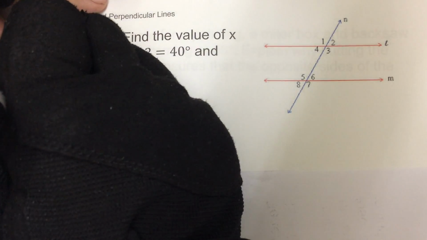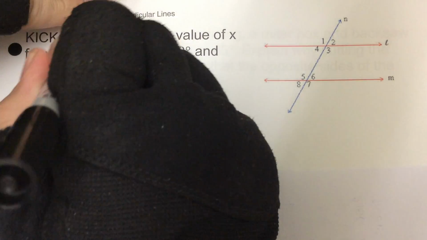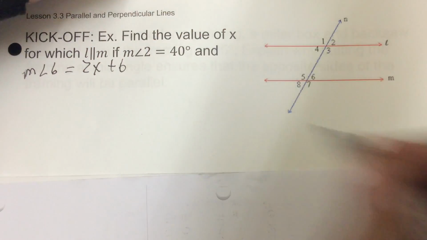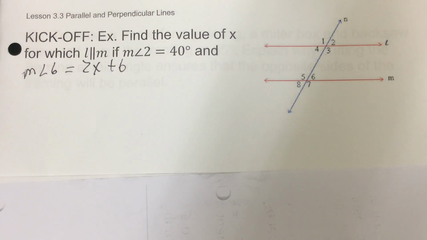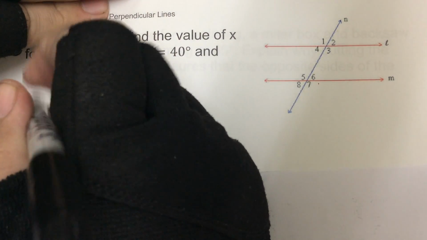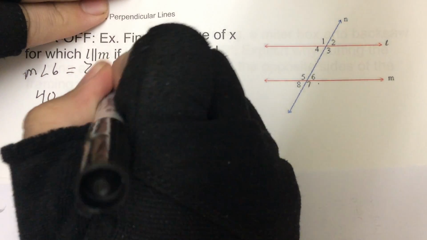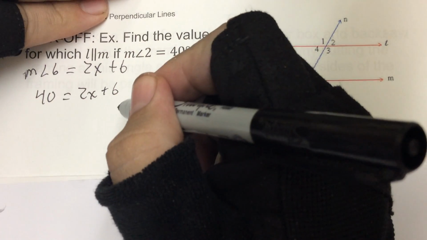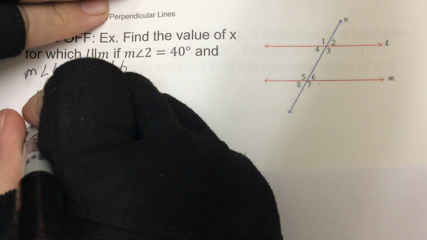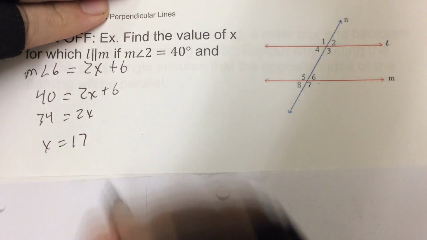Now, what's missing is the measure. My marker works. Measure of angle 6 equals 2x plus 6. Now, if we look at 2 and 6, they are going to be corresponding angles. And we know corresponding angles are congruent. So we're going to set 40 equal to 2x plus 6. And if we do our algebra with that, we'd end up with 34 equaling 2x. So in other words, x is 17.